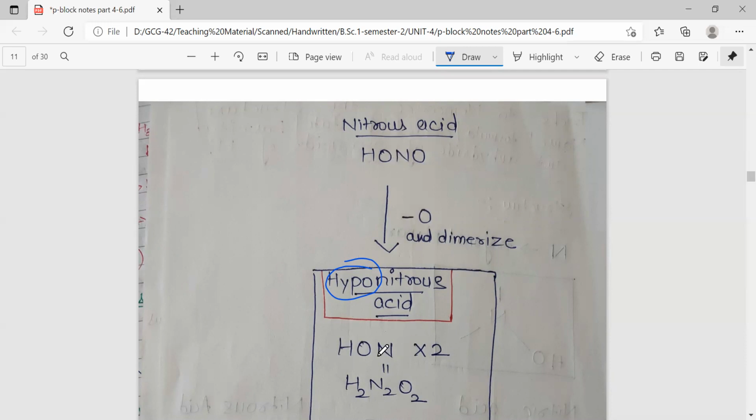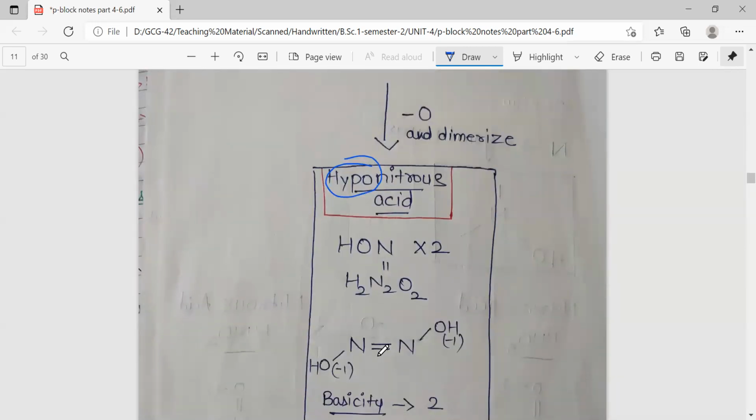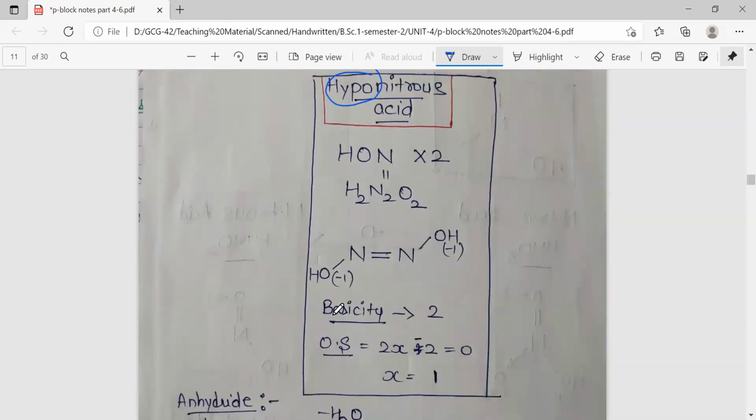So for its existence, for having a stable structure, or for having nitrogen make 3 bonds, we will have to dimerize it. So we'll double the formula. The formula is going to become H2N2O2, and the structure is like this, where each nitrogen is making 3 bonds, with one OH group on each nitrogen and a double bond in between the 2 nitrogens. So basicity is going to be 2, as there are 2 OH groups.